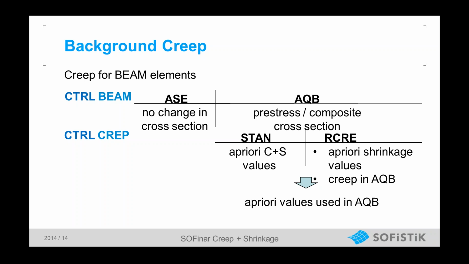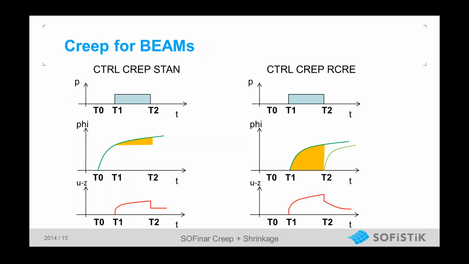That means the creep and shrinkage values will be evaluated a priori by CSM, will be copied inside the AQB program modules and simply processed. The second option here is to use the control creep R creep. We call it real creep. That means that the shrinkage values still will be evaluated before and simply will be processed in AQB, but the creep factors will be now generated inside AQB. And this looks then like that.